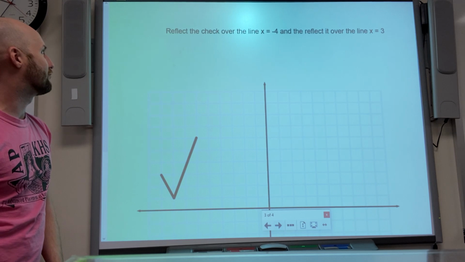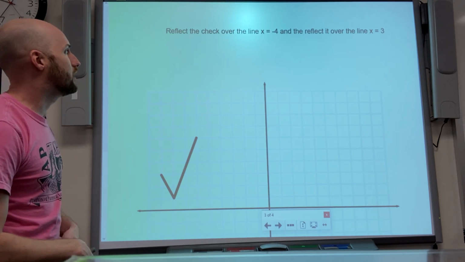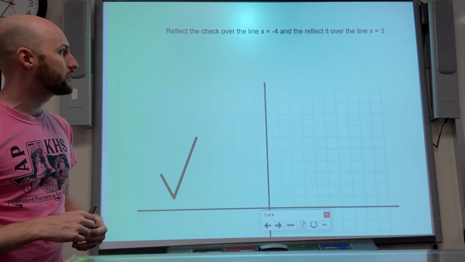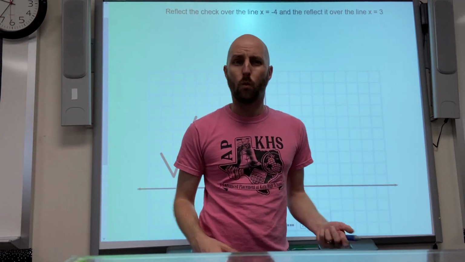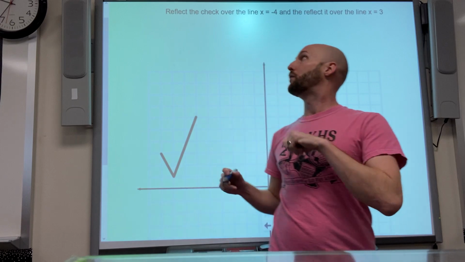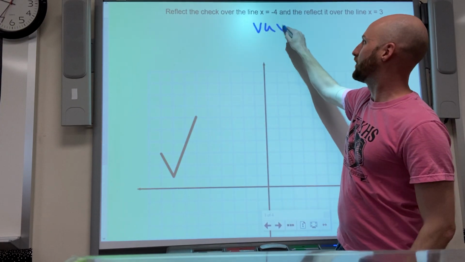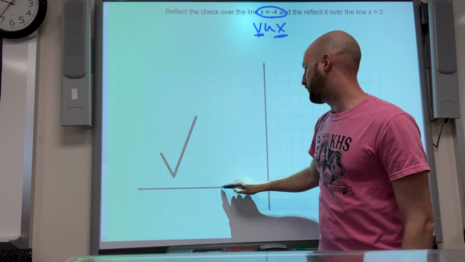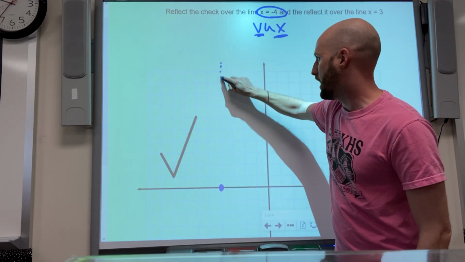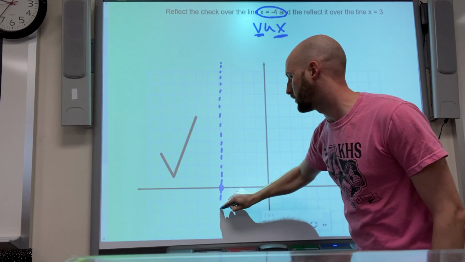It says reflect the segment over the line x equals -4, and then reflect it over the line x equals 3. So again, x equals graphs are vertical, which means that this graph is a vertical line at -4. So 1, 2, 3, 4, up and down. So this is the line that we're going to reflect across.